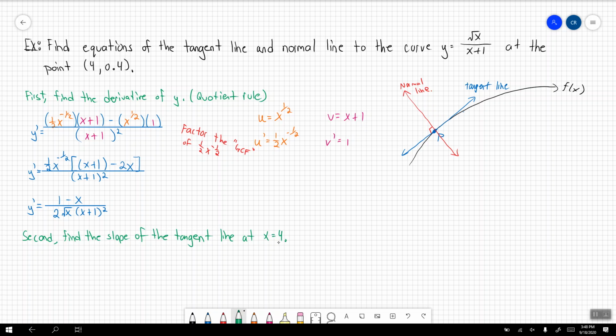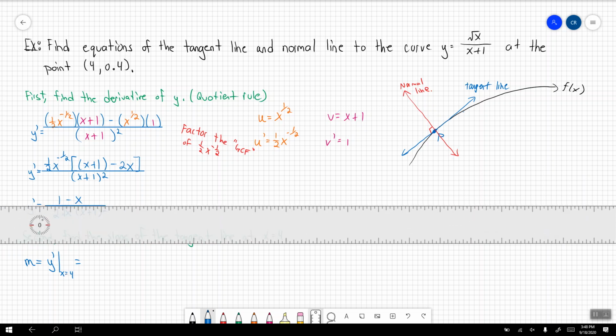And again, we're using x is equal to 4 because that's the x value that was given to us in that ordered pair. And so in order to do this, we're going to do the slope m is equal to y prime evaluated at x is equal to 4. This vertical bar just means that we're going to evaluate y prime, and then the subscript for that vertical bar is going to be x is equal to 4.